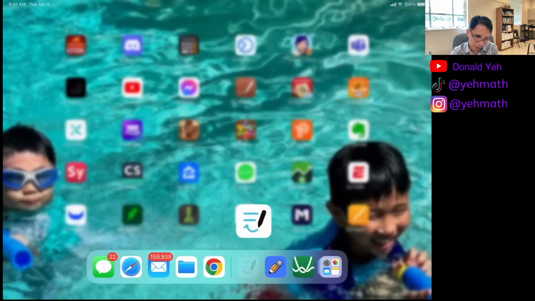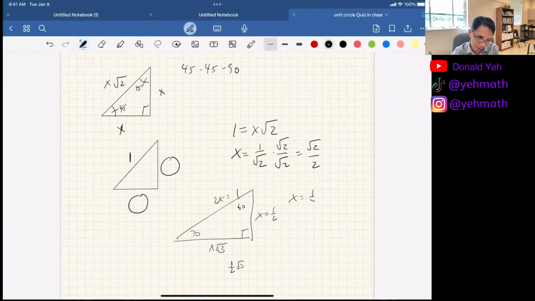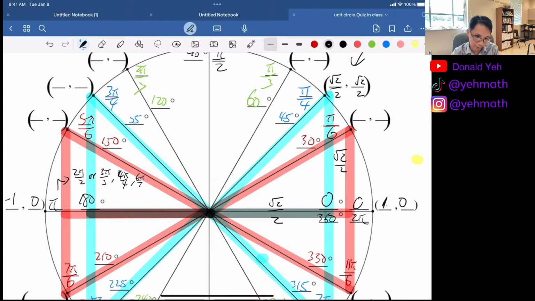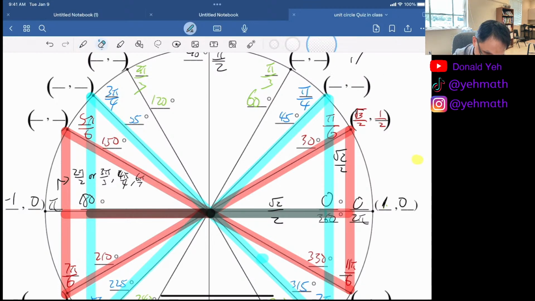So therefore, you see how wide this red triangle is? This one's going to be square root 3 over 2, and this is 1/2. Are we okay here?